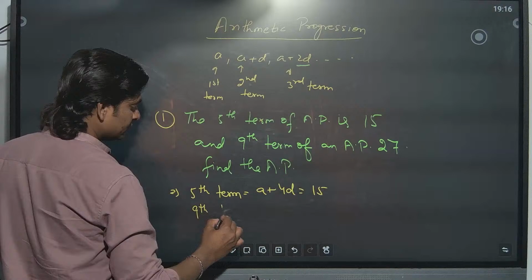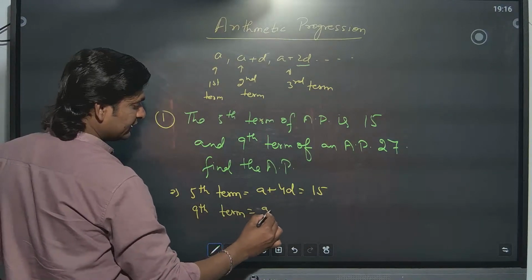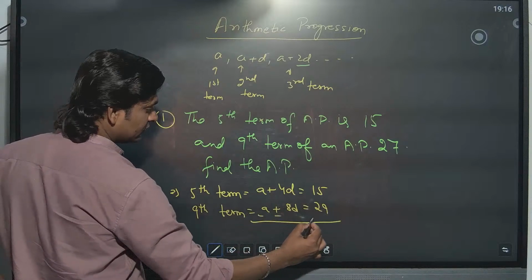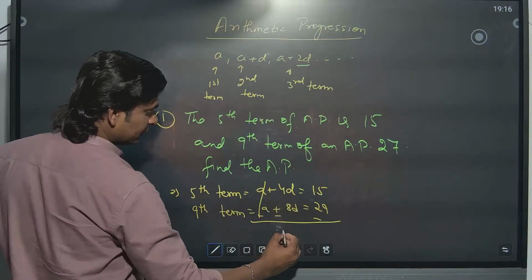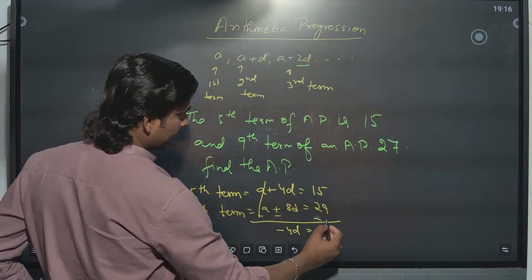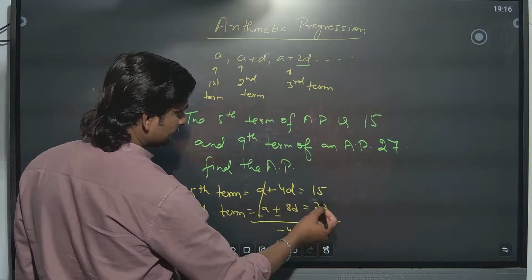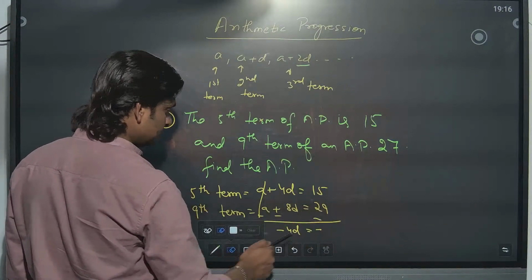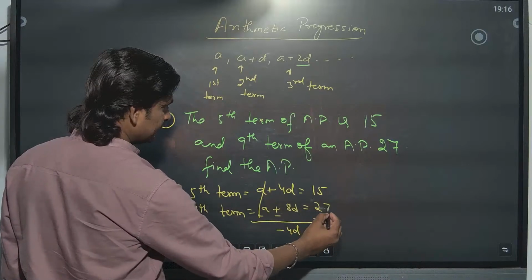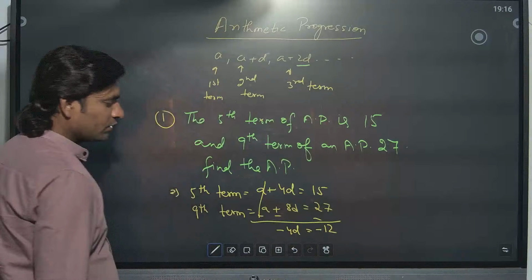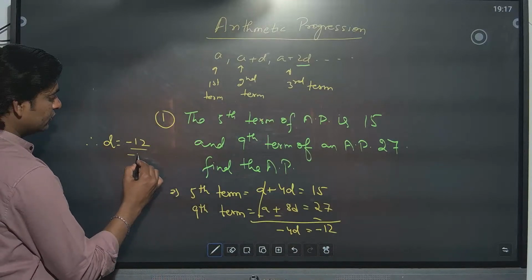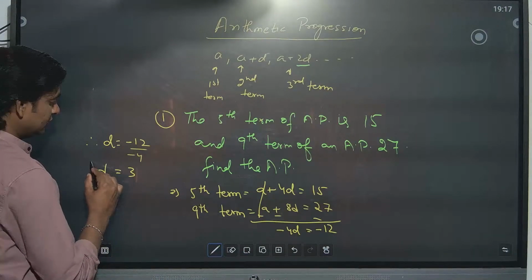Ninth term, that we can write as a plus 8d. That is nothing but 27. Sorry, it is 27, no? Just subtract. So this will cancel out. You will get minus 4d on one side, and on the other side 15 minus 27 is minus 12. So d, how much do you get from here? d you will get minus 12 by minus 4, 3. d you got 3.